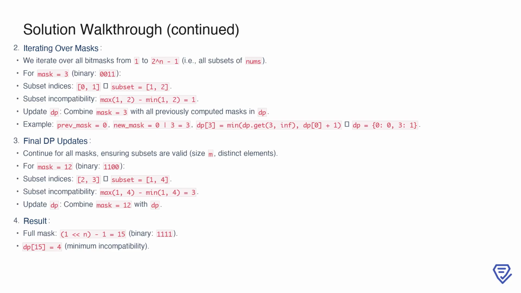We then update the dynamic programming table by combining this mask with all previously computed masks. For example, combining mask = 3 with prev_mask = 0 gives new_mask = 3, and the DP value is updated as DP[3] = min(DP.get(3, inf), DP[0] + 1), resulting in DP = {0: 0, 3: 1}. This process is repeated for all masks, ensuring that only valid subsets are considered, those with exactly m distinct elements. For another example, the mask 12, binary 1100, represents the subset [1, 4], with an incompatibility of 3. This mask is also combined and updated in the DP table.